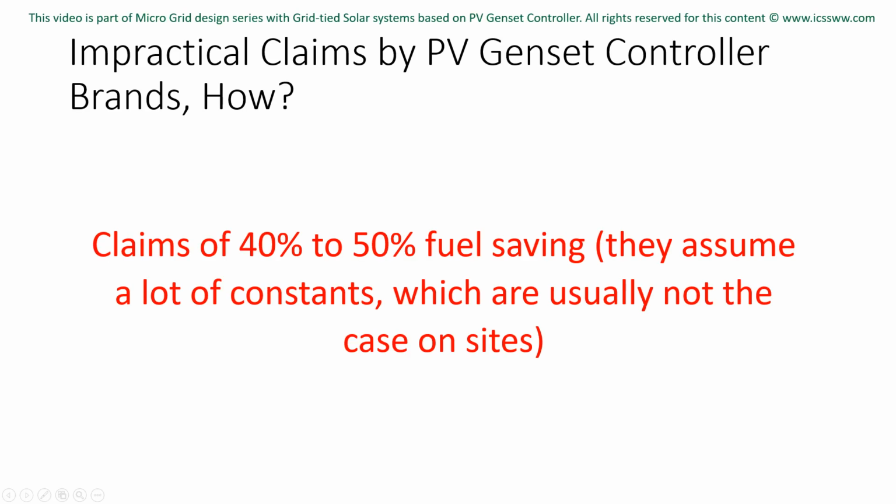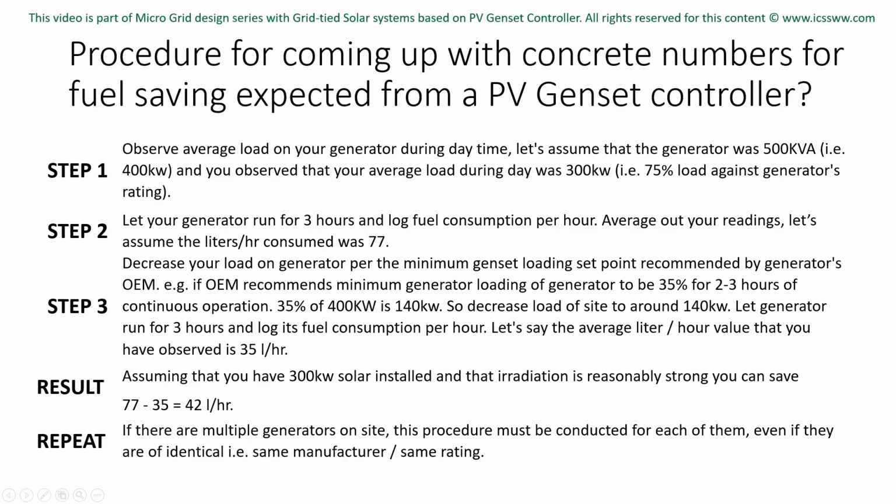Usually PV genset vendors claim 40% to 50% saving in fuel. This is only a bookish guess and usually impractical, as they have assumed a lot of variables as constants. So the question remains: how can one calculate practical fuel saving with PV genset synchronization? Here is the procedure for coming up with concrete numbers for the fuel saving expected from a PV genset controller.